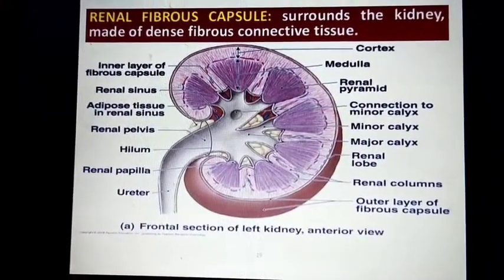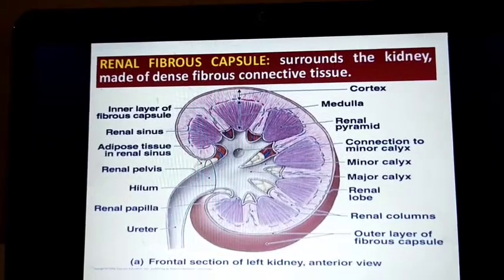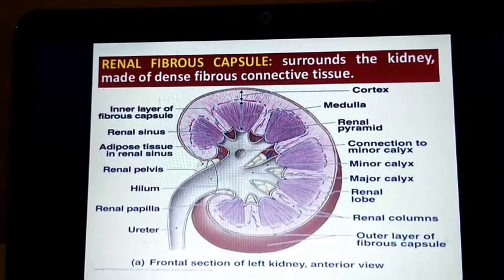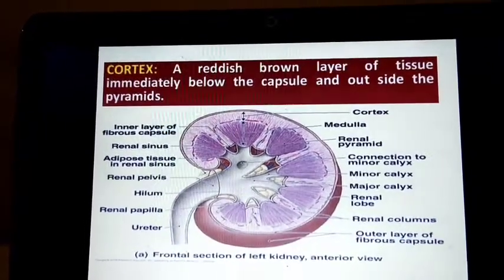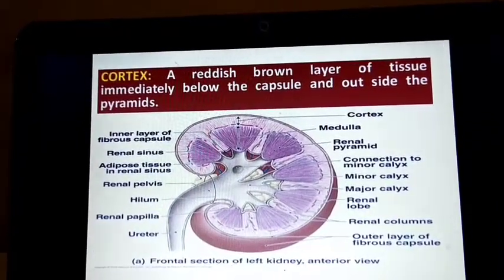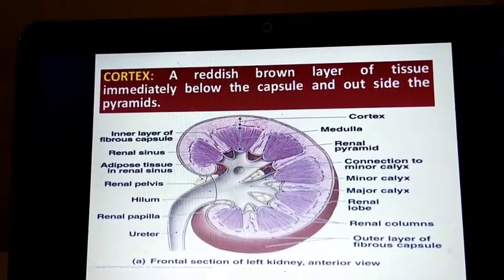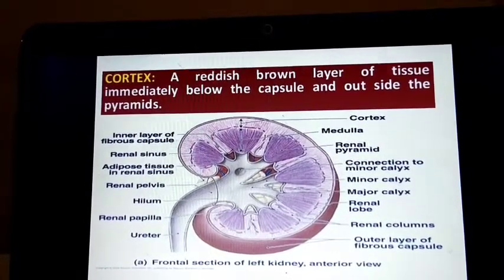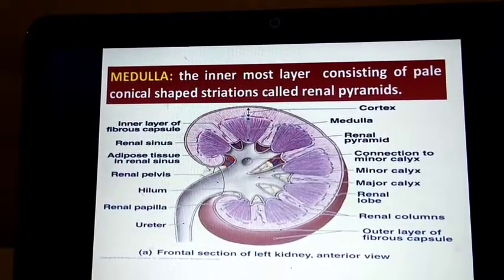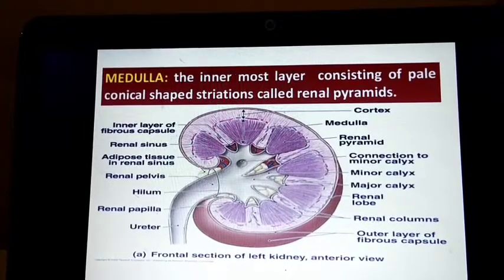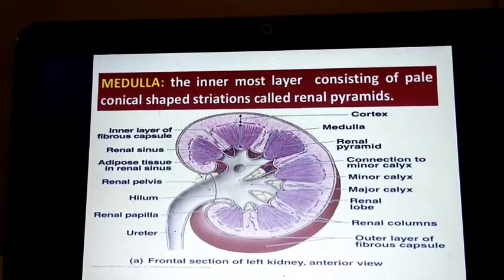The renal fibrous capsule surrounds the kidney. It is made of dense fibrous connective tissue, and this capsule gives the shape to the kidney. Then what is the cortex? The cortex is a reddish brown layer of tissue immediately below the capsule and outside of the pyramids. The medulla is the innermost layer, consisting of pale conical shaped striations called renal pyramids.